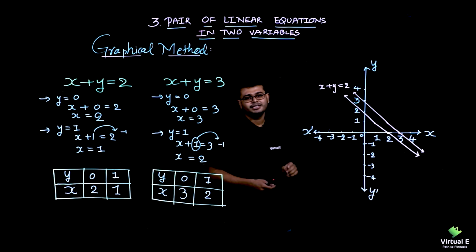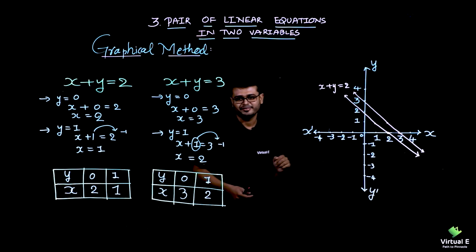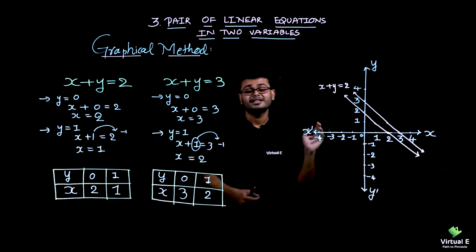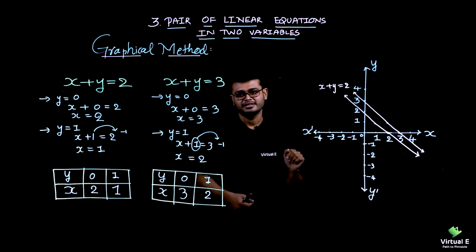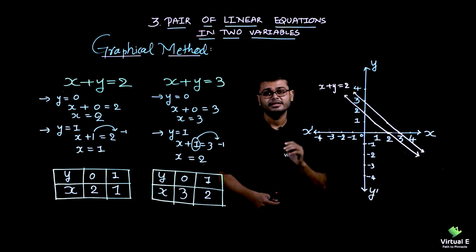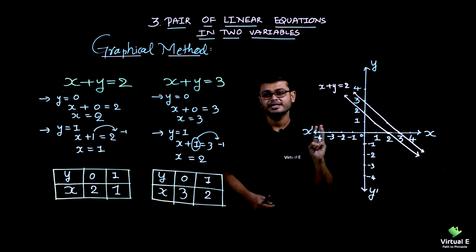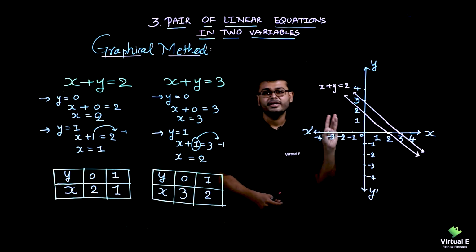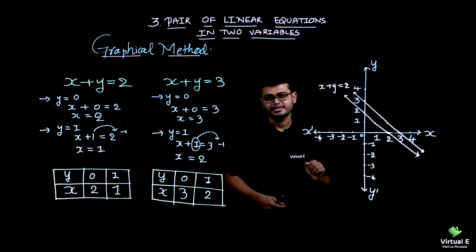So if you see, this is a very surprising thing over here. They are not having any kind of common point between them. So we can conclude that they are parallel lines. Before this session, we learned that there are three different cases when we consider two equations: either intersecting, parallel, or coincident lines. So this is the second case.